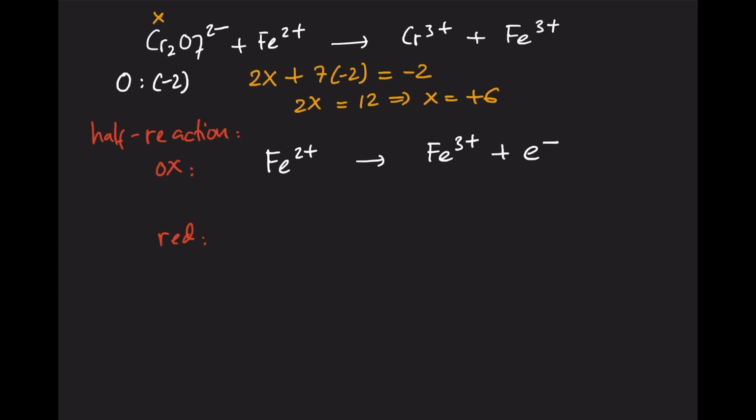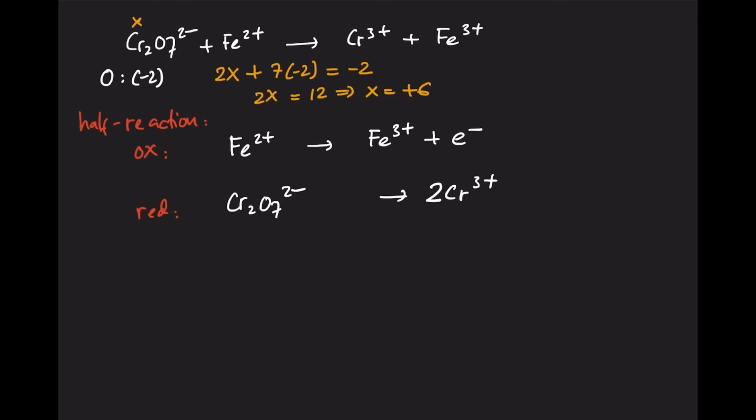It gets a bit more complicated for Cr2O7 2- becoming Cr3 plus. First up, we can see that we have a different number of Cr on the left side and on the right side. At the reactant side, we have 2 Cr. At the product side, we have only 1 Cr. Therefore, we have to multiply the product side by 2. And therefore, in this case, the Cr is already balanced.